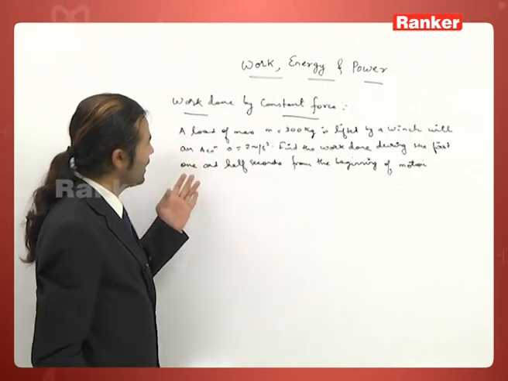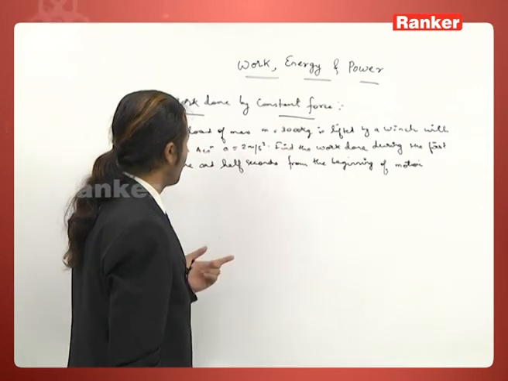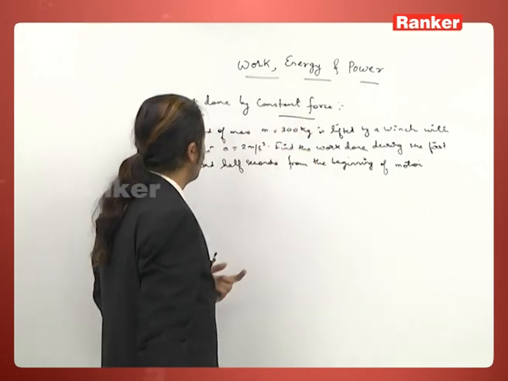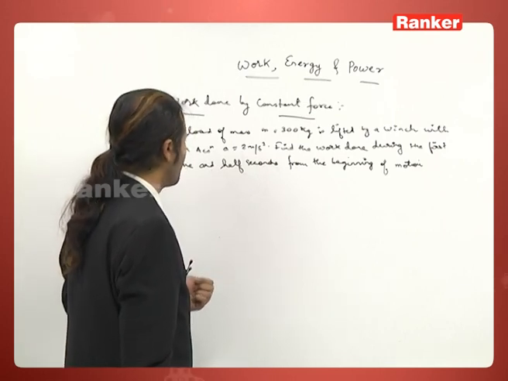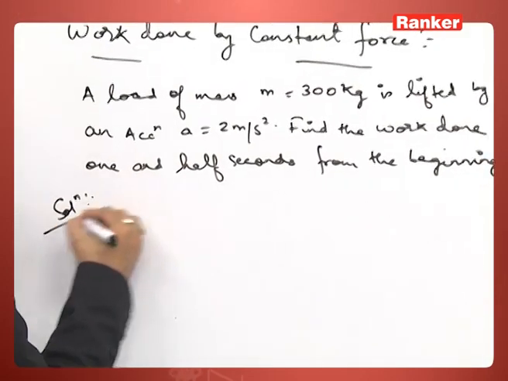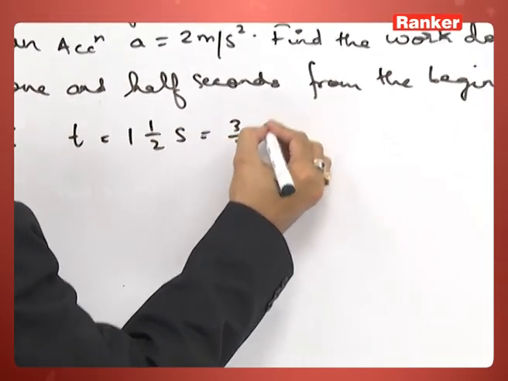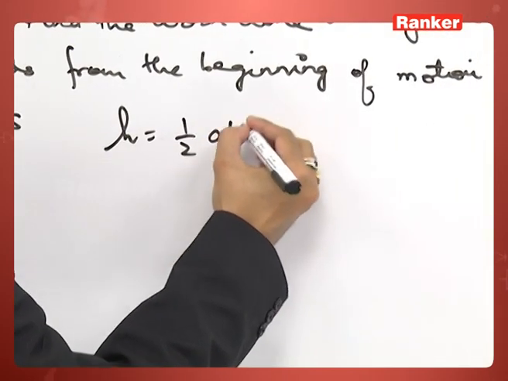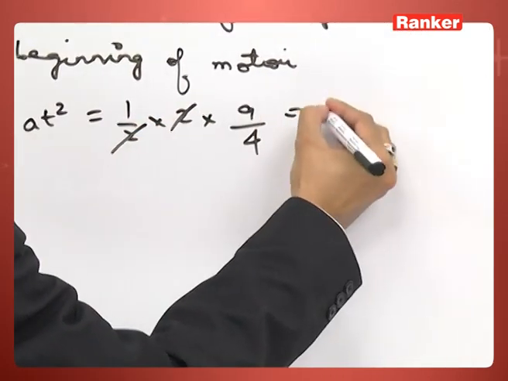So a load of mass 300 kg is lifted by a winch with an acceleration a equal to 2 meter per second square. Find the work done during the first 1.5 seconds from the beginning of motion. So we have time t equal to 1.5 seconds, so 3/2 seconds, and height covered is equal to half a t square, so half into 2 into 9/4, so this is 9/4 meter.